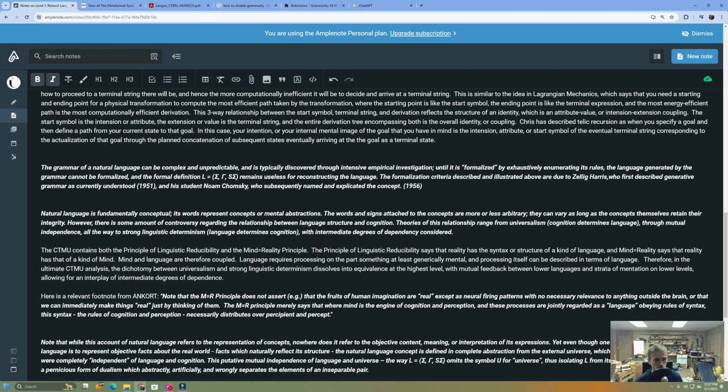All right, moving on. The grammar of a natural language can be complex and unpredictable, and is typically discovered through intensive empirical investigation until it is formalized by exhaustively enumerating its rules, the language generated by the grammar. The language generated by the grammar cannot be formalized, and the formal definition L equals the alphabet, grammar and strings determined by the alphabet and grammar remains useless for reconstructing the language.